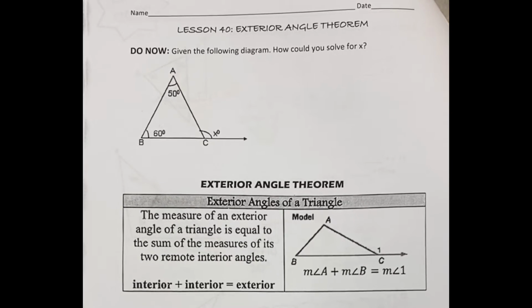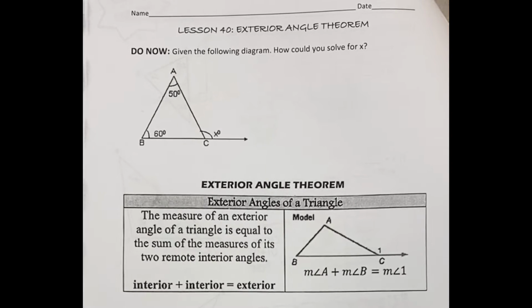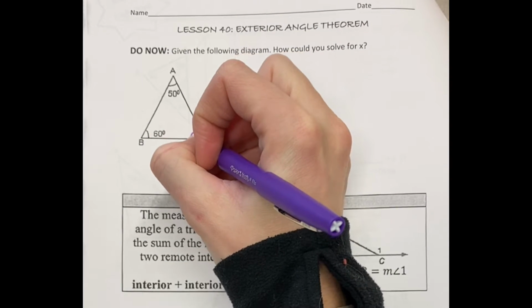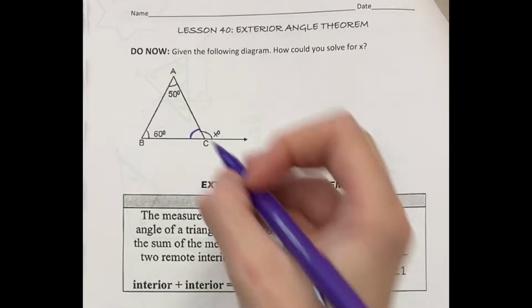So looking at our do now, we're given the following diagram. How would we be able to solve for x? Well, I notice here x is not an interior angle in the triangle. It's an exterior angle. It's outside of the triangle. So I can't add all of them to equal 180. But I could solve to figure out what that angle is.